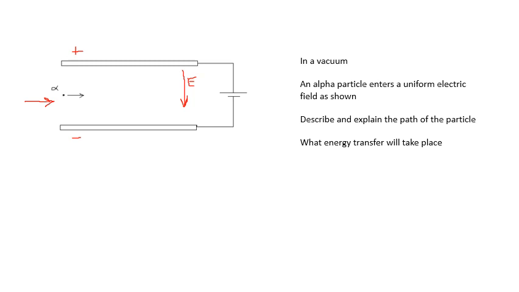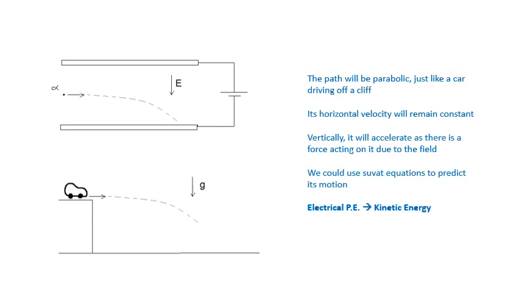Think about it. Well, what the alpha particle is going to do is its path will be parabolic. It'll go wee like that, depending on the strength of the field, of course, but its path will be parabolic. It will be the same as a projectile. Do you remember projectiles when you did forces? If you drive a car off a cliff, I'm not suggesting you do that, its path would be parabolic as well.